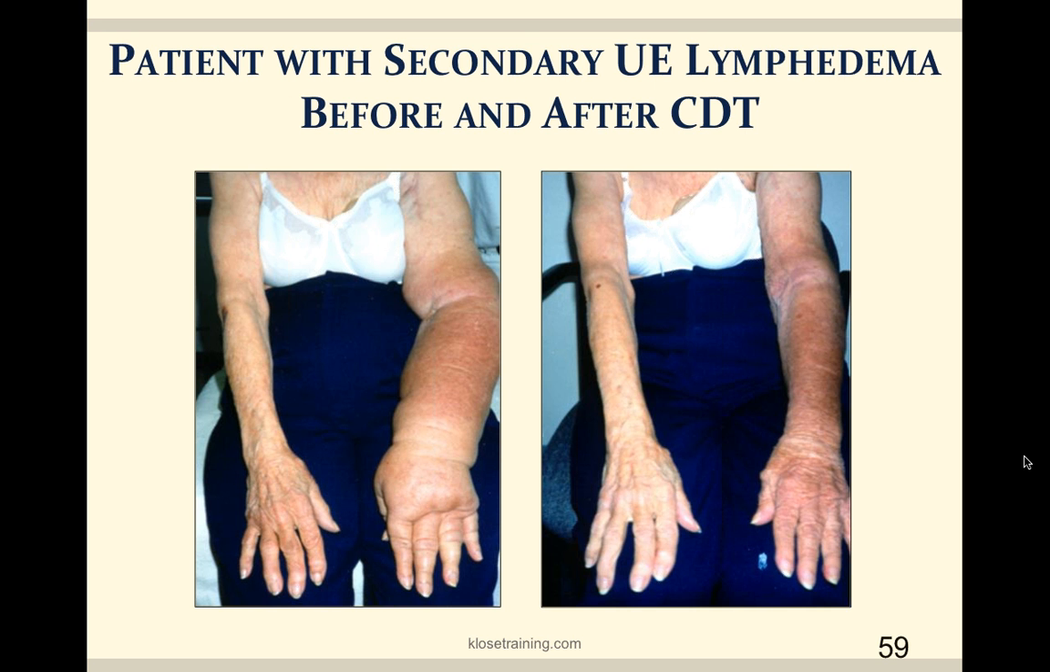You can see the difference in the dorsum of the hand, where a lot of the swelling was. The bandaging works really well because we bandage them all the way from the fingers up. And so on the dorsum of the hand you're not allowing that reaccumulation of fluid, and you can see here how much better her hand looks.